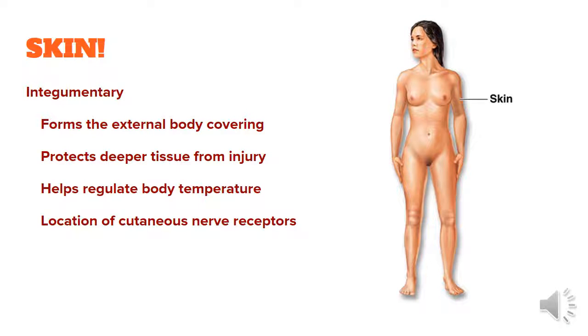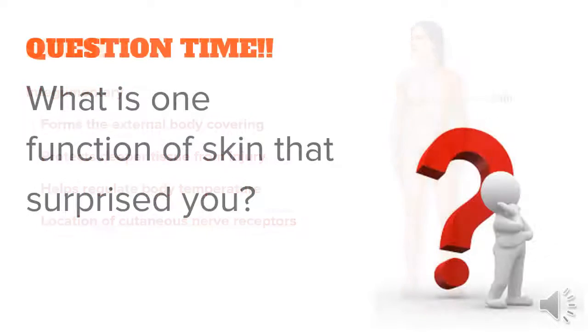Skin, integumentary is what it's called. Skin is an oversimplified term, but it's easiest for people to understand. It forms the external body covering, protects the deeper tissue from injury, helps regulate body temperature, and it's the location of cutaneous nerve receptors. So the way that you can feel touch, heat, all of that, those are on the surface of the skin. So what is one function of the skin that surprised you out of those four we listed?